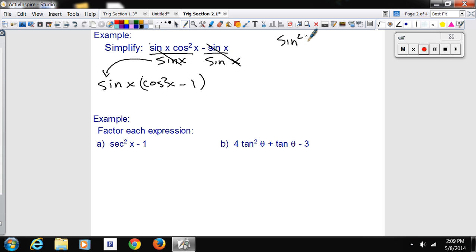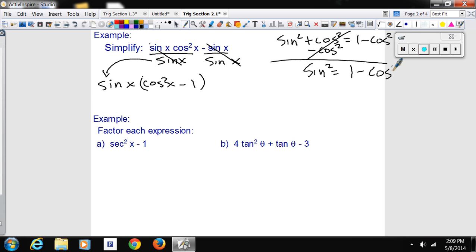Remember the one I just wrote on the board a second ago? Sine squared plus cosine squared equals 1? What if I subtracted cosine squared on both sides? Sine squared equals 1 minus cosine squared. Does this look like this? Close. What's different about it? The negative cosine here is a positive cosine over here. The negative 1 here is a positive 1 here. So both signs are different. How could I change this so that both signs might be different?